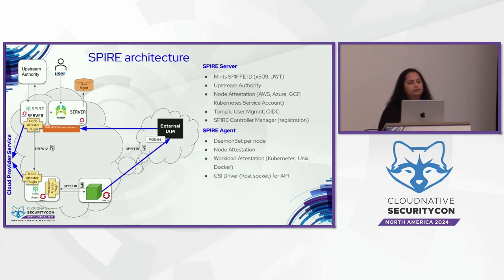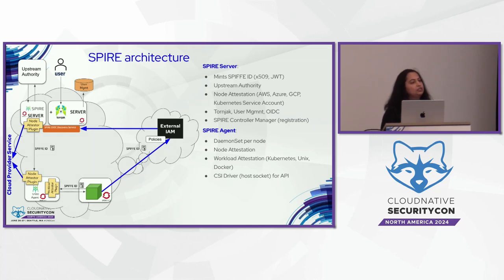So what does the SPIRE server do? The SPIRE server is the one that provides the SPIFFE IDs, the identities in X509 or JWT format. It integrates nicely with upstream CAs. It does node attestation. Now this is the key thing that I want you guys to really take away from this presentation and from the tutorial, that SPIRE provides both the issuing of short-lived tokens and also doing that in an attestable way. So the attestation happens at both node level and workload level.